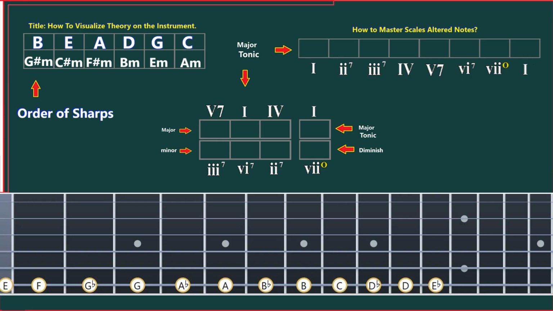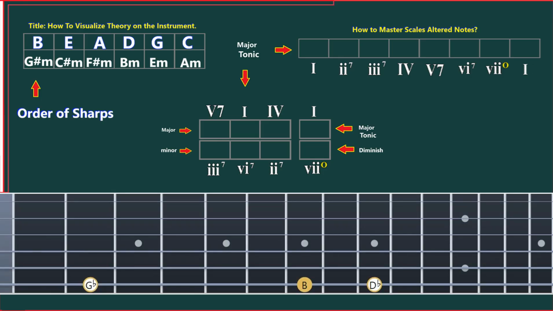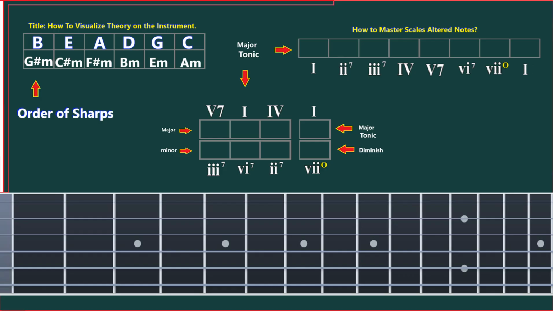Notice, some of these notes have enharmonic equivalents. For example, two notes that have the same pitch and sound, but with different names. B and C flat, D flat and C sharp, G flat and F sharp. Depending on context, like key signatures, they might be written differently. Theoretical insight: why this order matters.